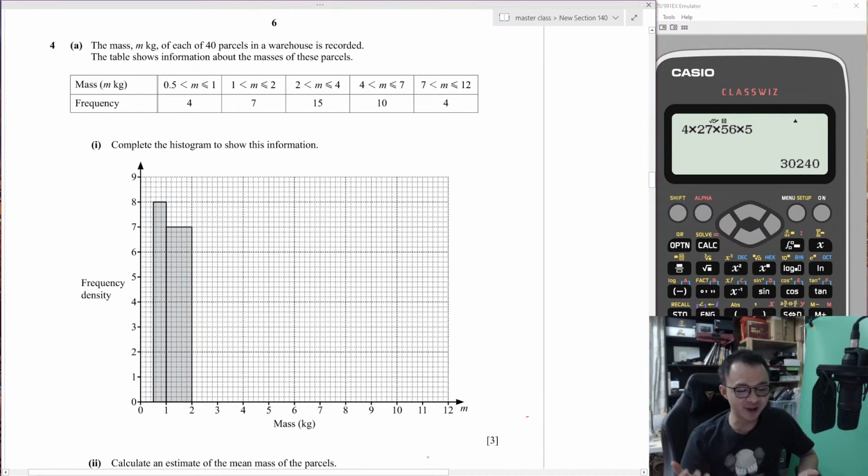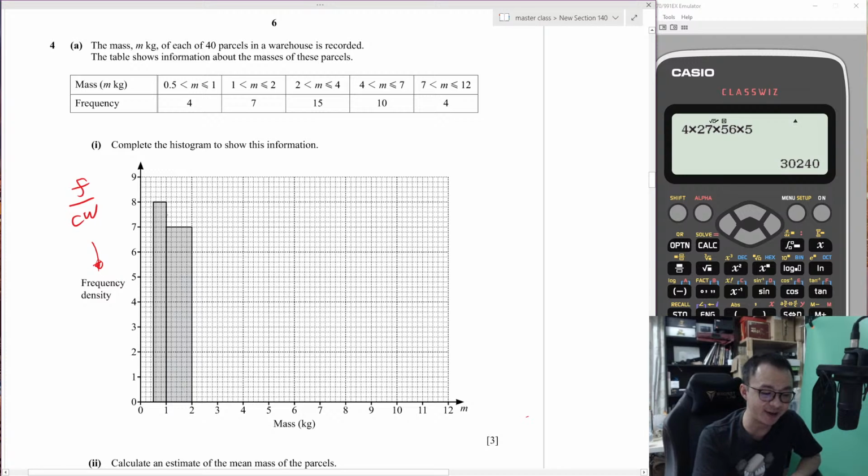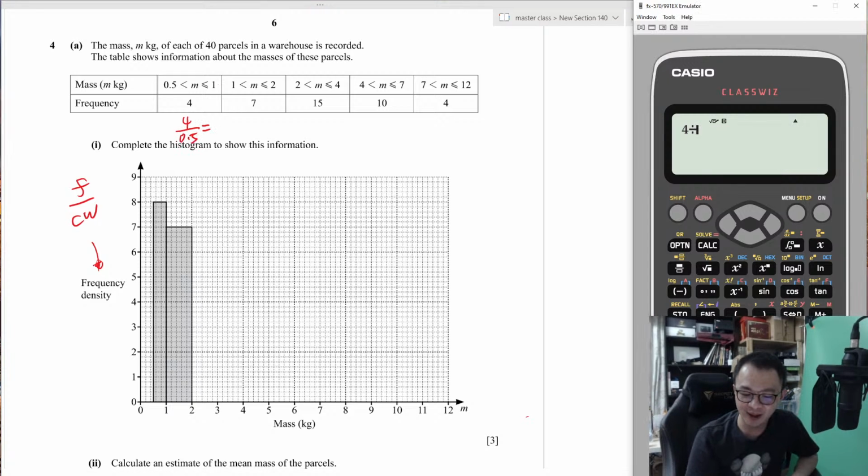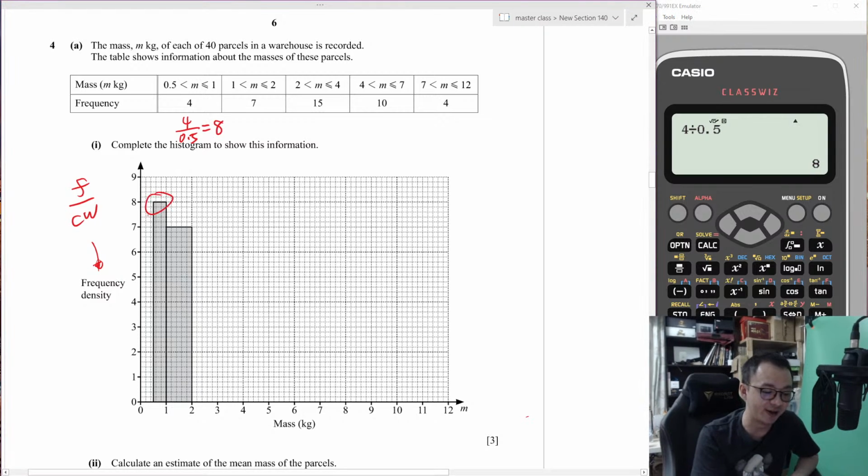Alright, then frequency density. You need to know how to get a frequency density value, which is the frequency divided by the class width. We already have the frequency density for the first two. You can see how he actually got 8 here, because the frequency is 4 and the class width is 0.5. Then he used 4 divided by 0.5, and he got 8. This is how to get the value 8 here.